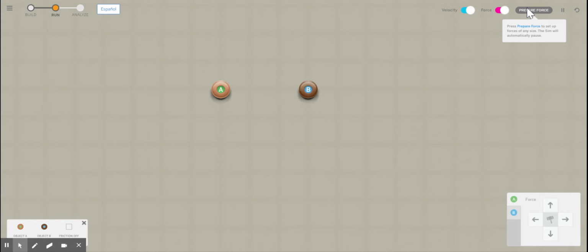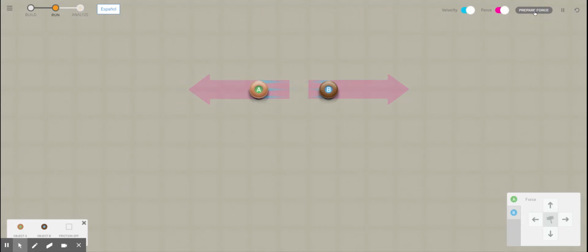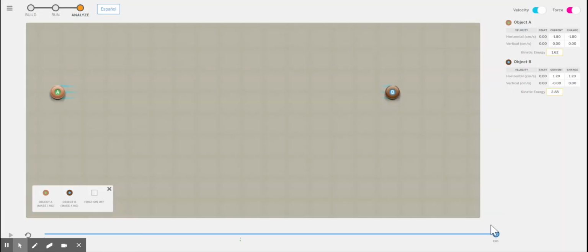So we're going to do the first one where one object runs into another object that's not moving, and they have different masses. So I'm going to click on this one and it is going to run into the larger mass, and just observe what happens. So we can see that they both moved away from each other. B started moving, and they moved at different velocities.